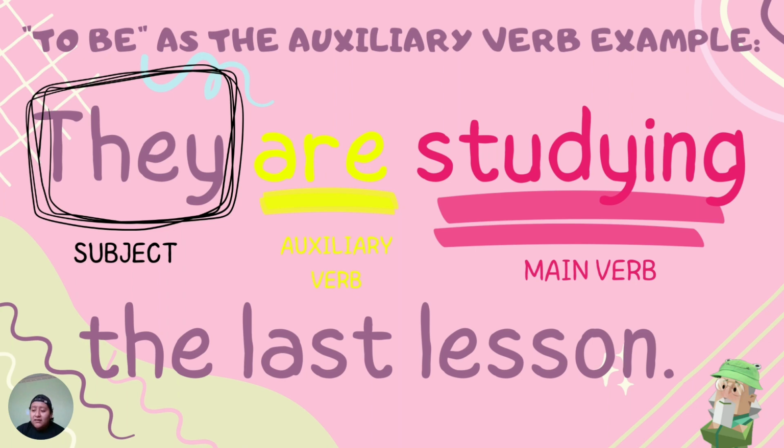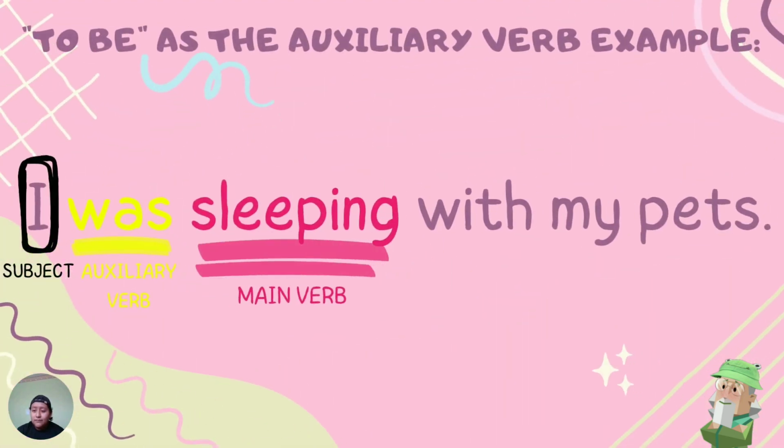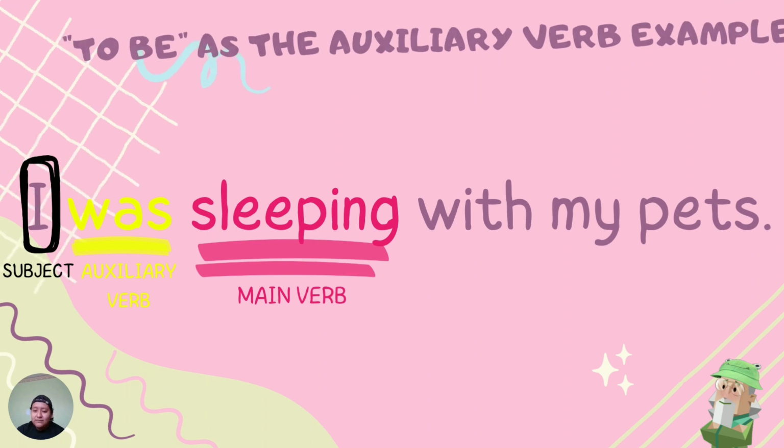They are studying the last lesson. This sentence is in present continuous. The main verb is studying, and the auxiliary verb is are. I was sleeping with my pets. This sentence is in past continuous. The main verb is sleeping and the auxiliary verb is was.